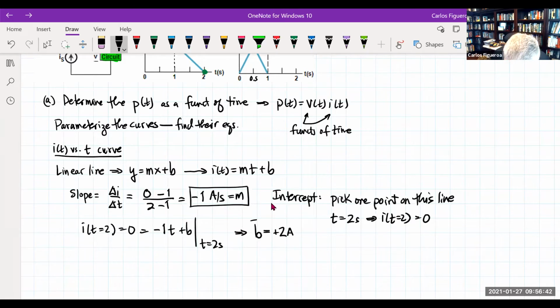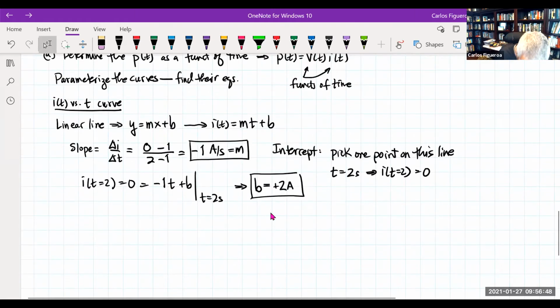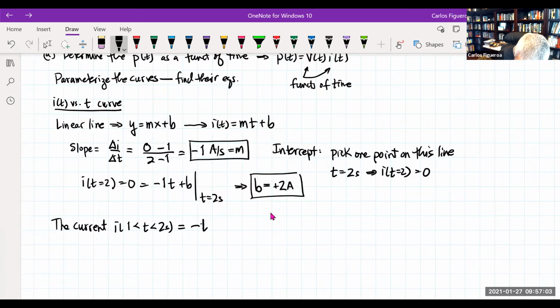So now I have my intercept and I have my slope. So therefore, the current I of t, in this case between 1 second and 2 seconds, must be minus t plus 2. And that's what my equation is right there.